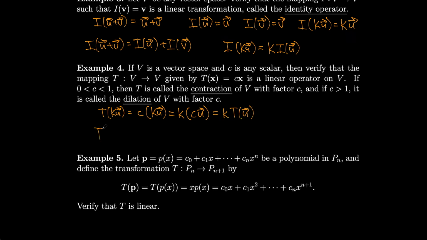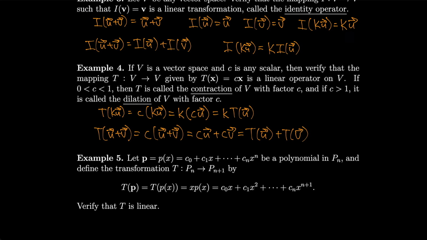How about T of u plus v? Well, that would be C times u plus v. And we can distribute over vectors, so that'll be Cu plus Cv. And Cu is Tu, and Cv is Tv. So that works out too.